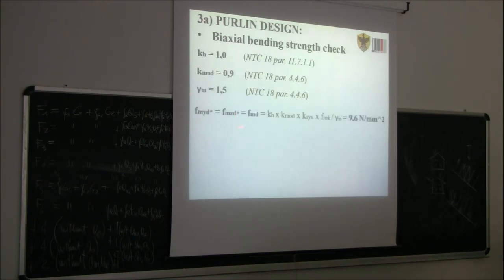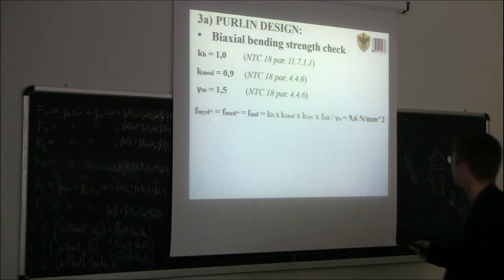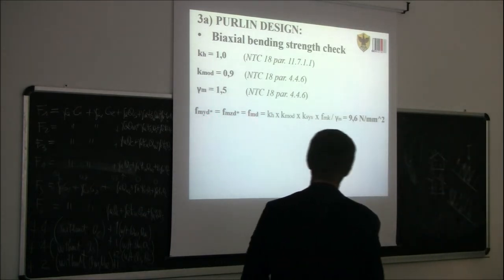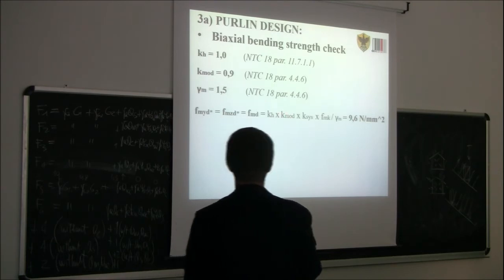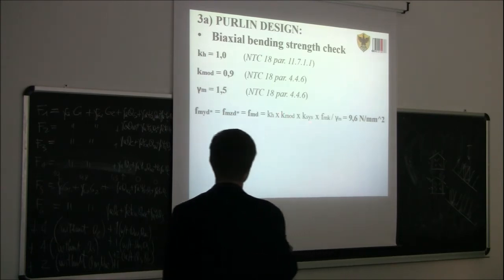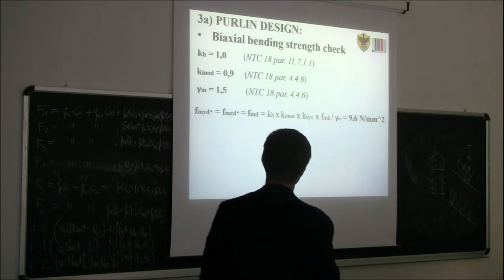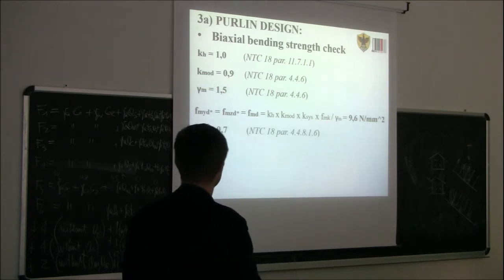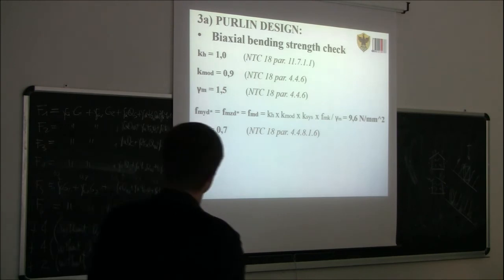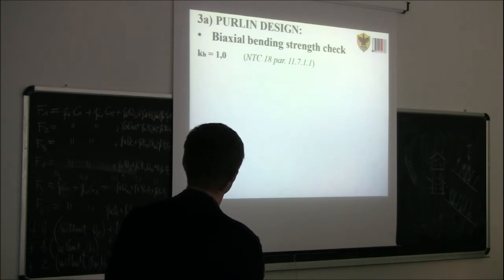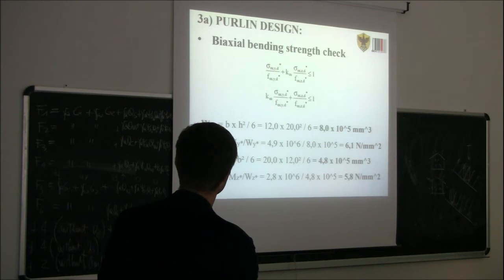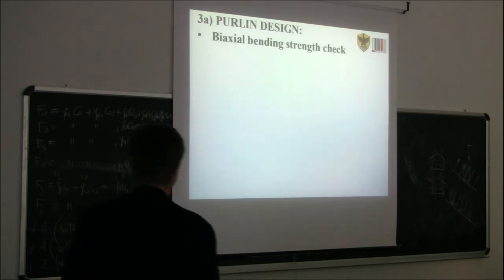Now we need to calculate the strength capacity, the design strength. The design strength is given by the coefficient Kh, the size effect, equal to 1, times K mod equal to 0.9, K6 equal to 1, and Fmk, which depends on the strength class, divided by gamma m. So 9.6. Then we have the coefficient Km that we have to multiply by the ratio between the strength demand and the strength capacity.